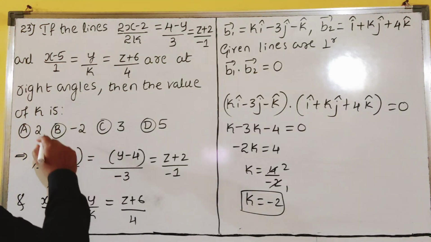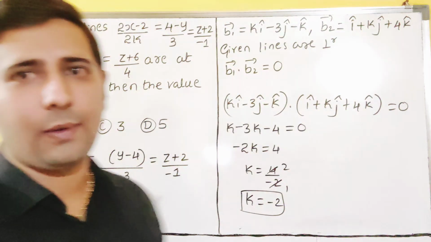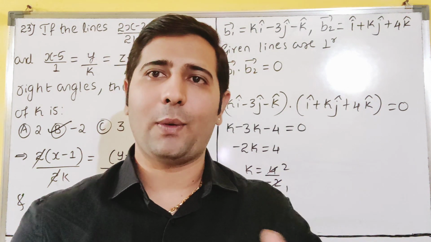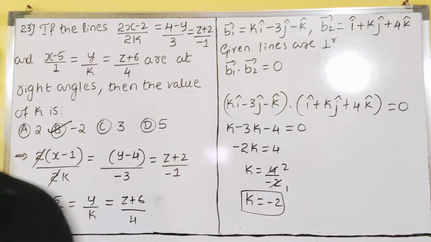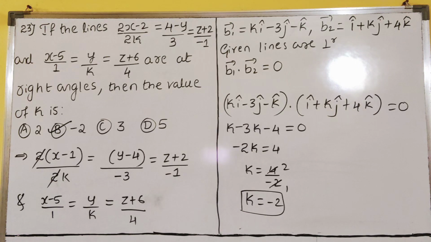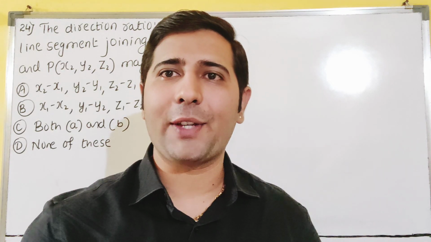So our option is what? B. B for bingo is our answer, dear students. I hope everyone understood. So we'll go for the next question. Please copy this. Let us see the next question, dear students.